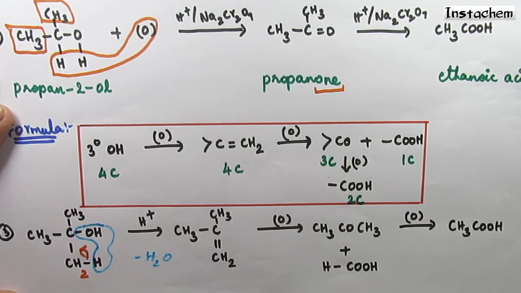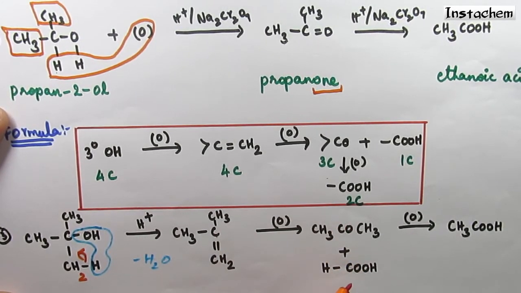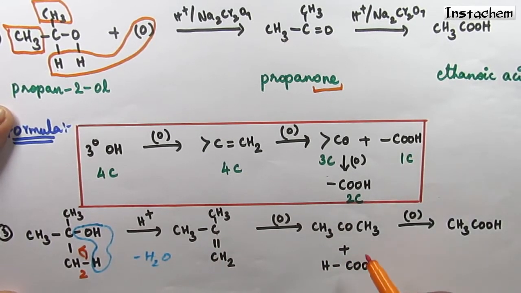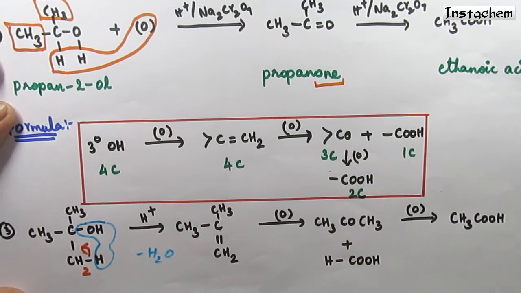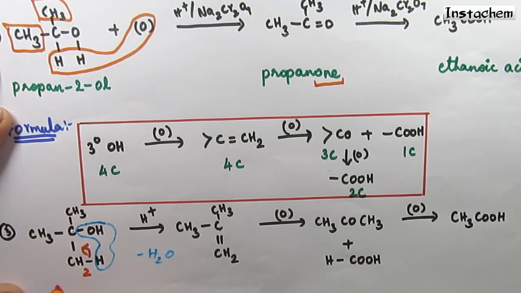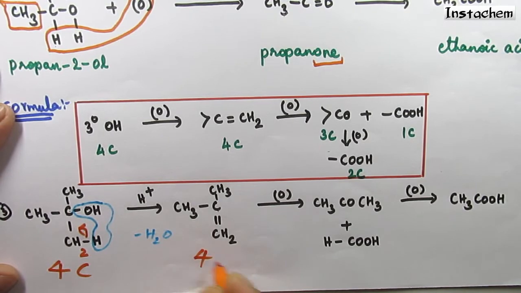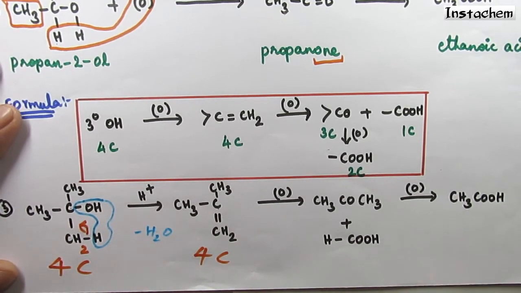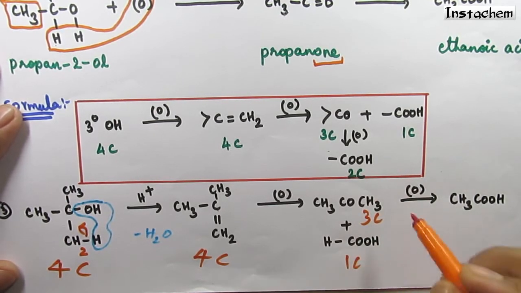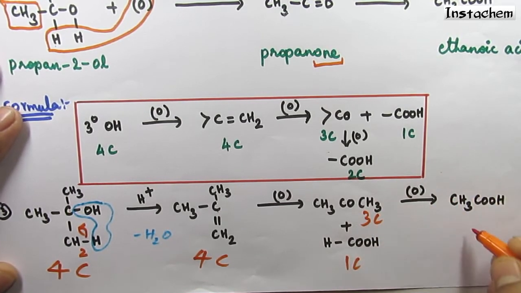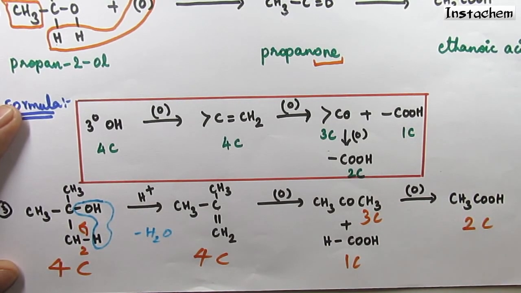In the next step it undergoes oxidation, which produces ketone and acid. This ketone again undergoes oxidation and gives acid. Now you may have noticed here we have 1, 2, 3, 4 carbons. So 4 carbons becomes a 4 carbon alkene, and ketone has 3 carbons plus 1 carbon acid. This 3 carbon ketone undergoes oxidation to give acid containing 2 carbons. I hope you understand.